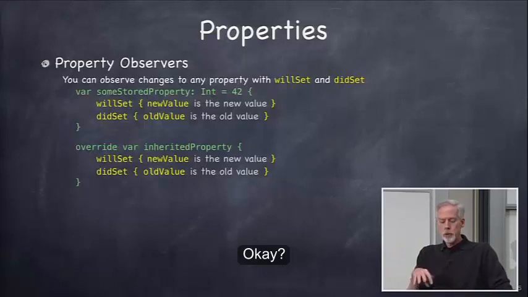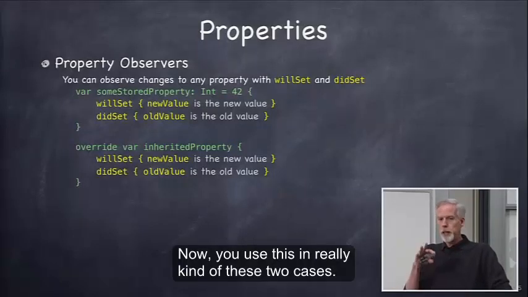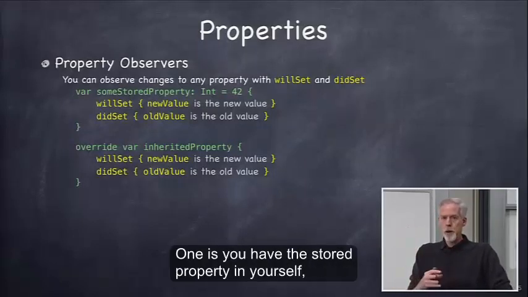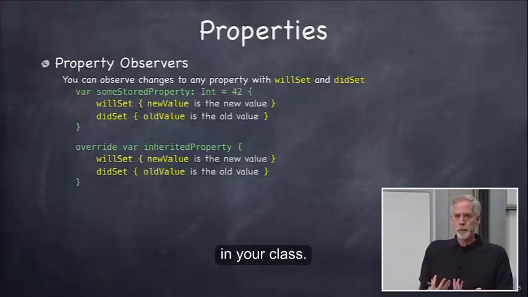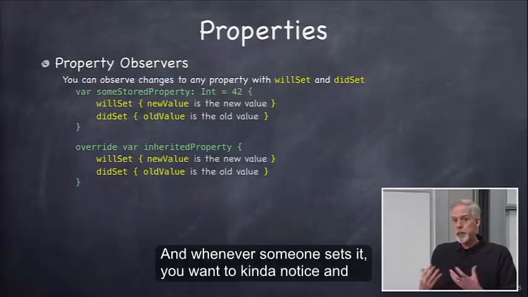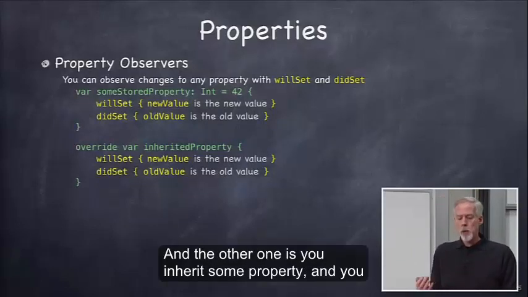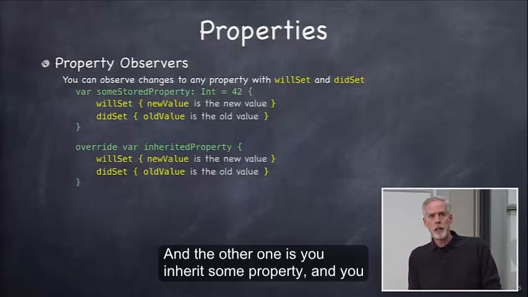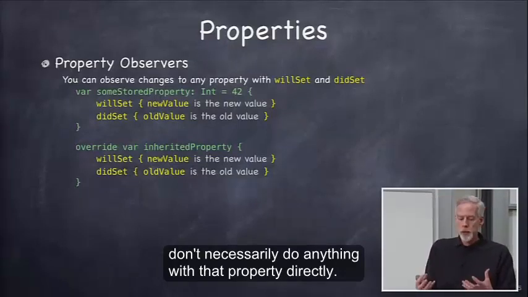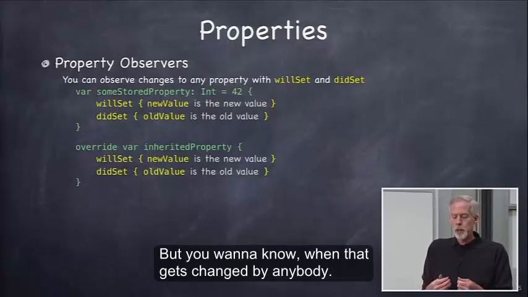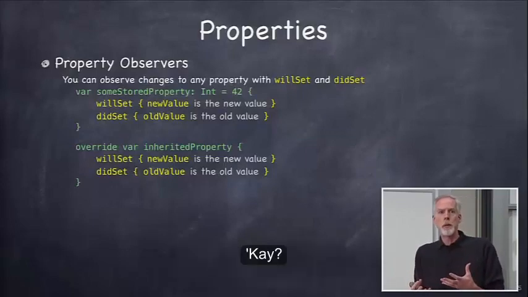Now, you use this in really two cases. One is you have a stored property in your class, and whenever someone sets it, you want to notice and do something. And the other one is you inherit some property, and you don't necessarily do anything with that property directly, but you want to know when that gets changed by anybody.